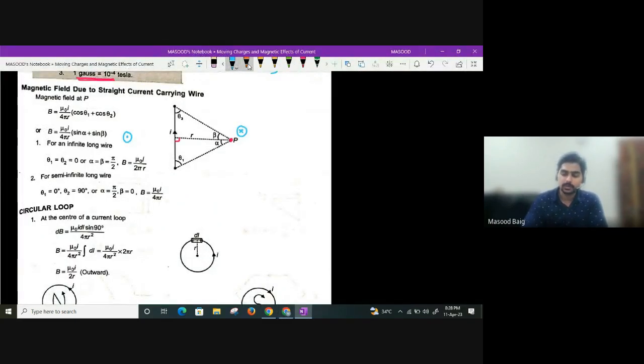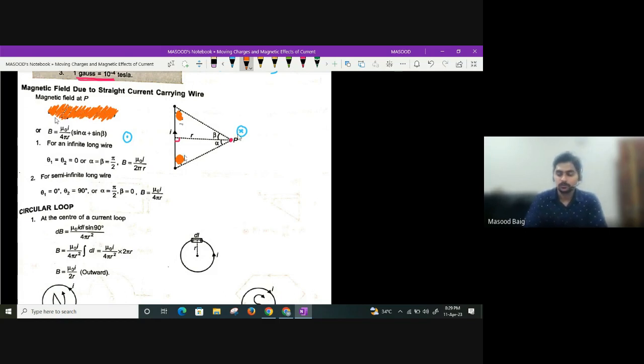So what is the magnetic field given as? Again, due to a finite current carrying wire, right? Let me not say this is theta, guys. I will just remove this, if not, you will get confused again. So I'll remove theta 2 and theta 1. I'll also remove this mu naught I by 4 pi r cos theta 1 plus cos theta 2. Although it is the correct formula, I'm not going to focus on this, guys.